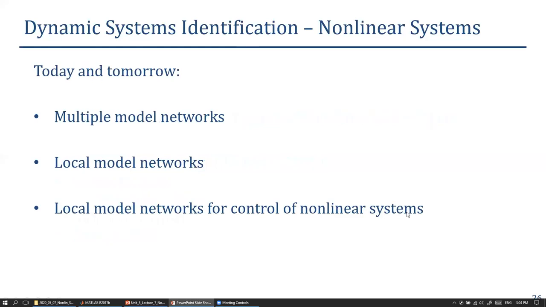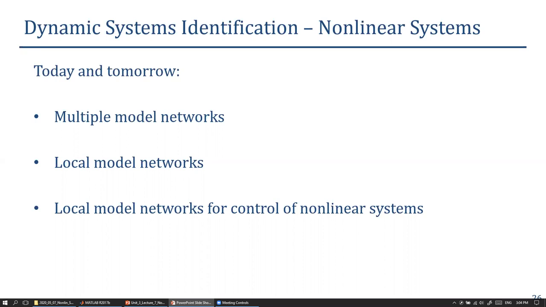Now, today we're going to take a look at multiple model networks. And from that, we're going to actually not derive, but get to the local model networks. And then probably tomorrow, we're going to take a look at examples of how to use local model networks for control, for nonlinear control.